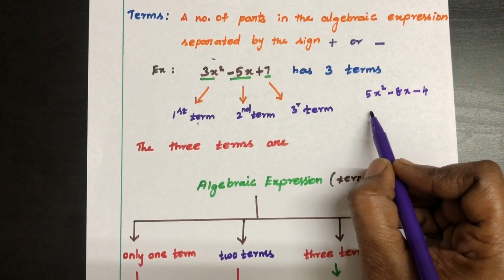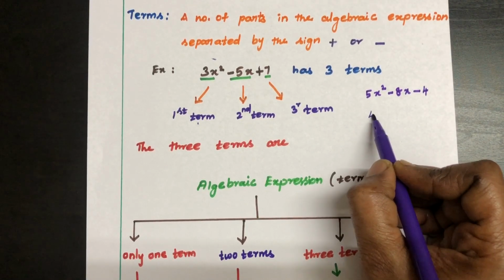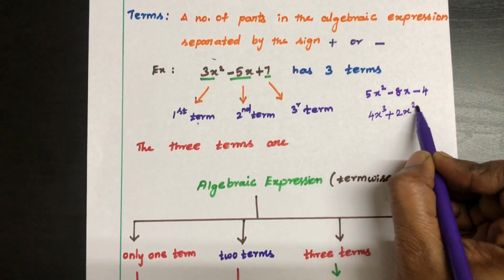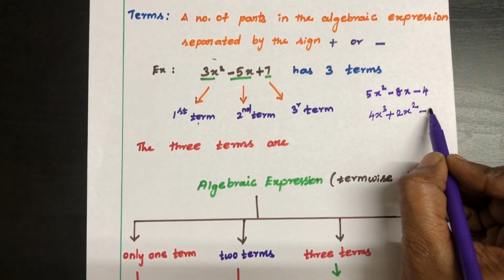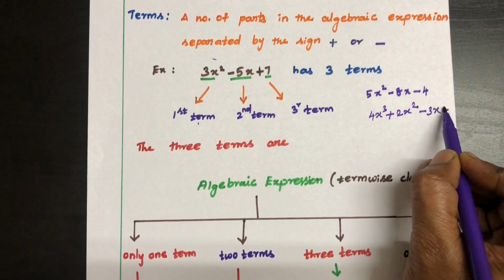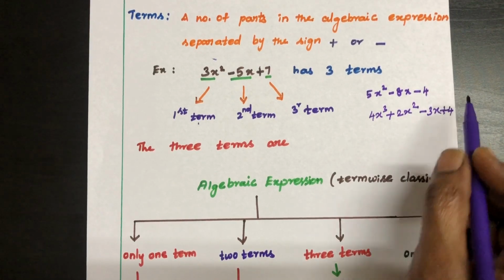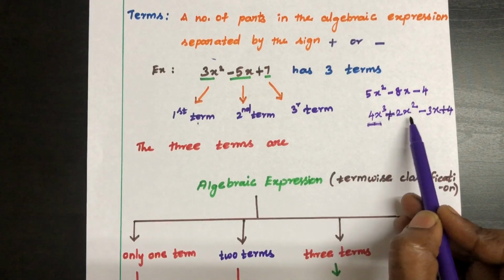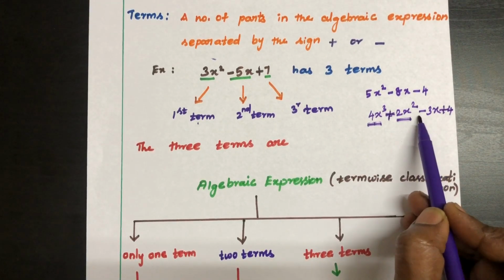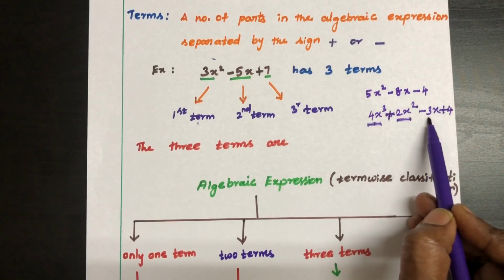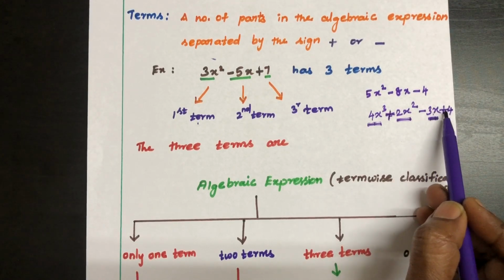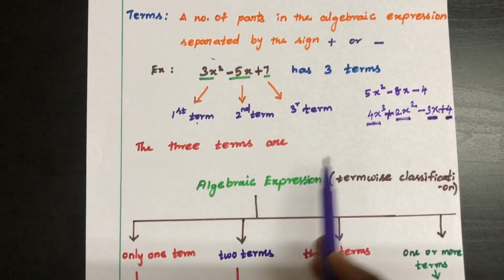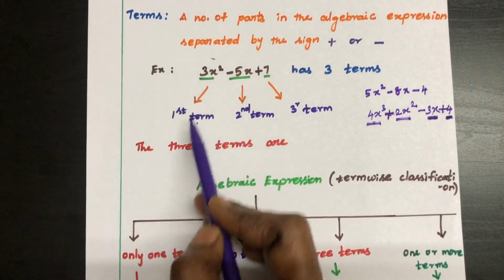You can do like this also. For example, 4x cube plus 2x square minus 3x plus 4. See here. This is first term separated by plus. This is the second term separated by minus, and this is the third term separated by plus again. This is the final term, fourth term. So this way we can do our terms like that.